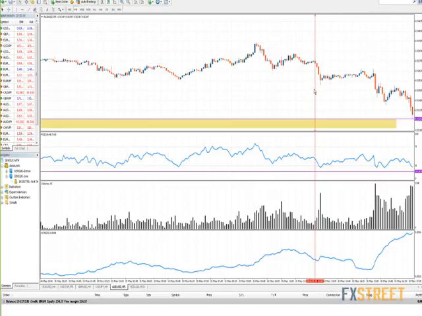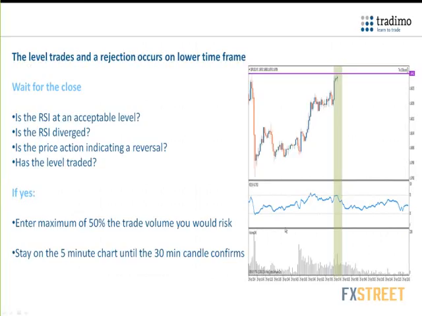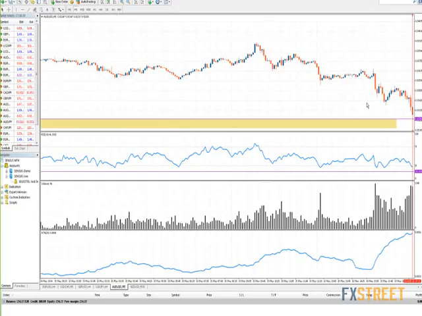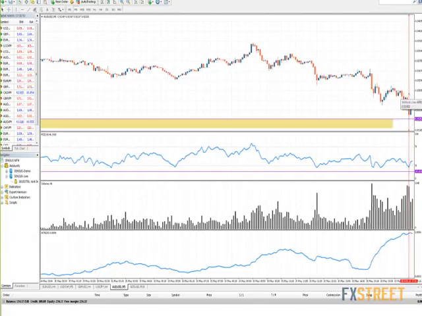So, what we would do here is probably risk very, very little, okay, on this trade because we haven't got the optimal settings, okay? So we're preempting, as I've said, the move. Okay, so what we do then is we just very simply stay on the 5-minute chart until the 30-minute candle confirms. So we know that there are 6 5-minute candles to a 30-minute candle. So first candle here, 2, 3, 4, 5, 6. We get a bit of a bounce.